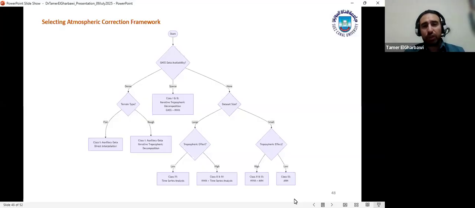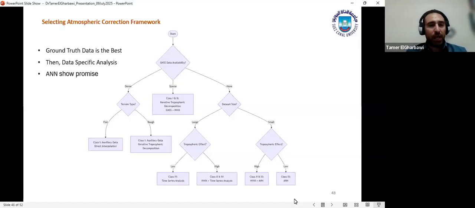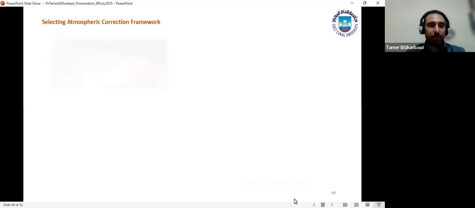So this is like a quick graph, just a small guide to see how to use this kind of atmospheric delay. The main thing is that ground truth data is the best thing to use, then the data specific analysis, and then the neural network shows promise, but we need to use it with care.